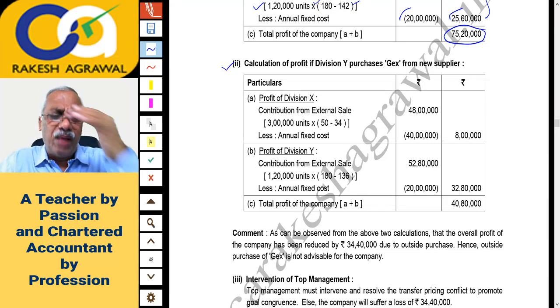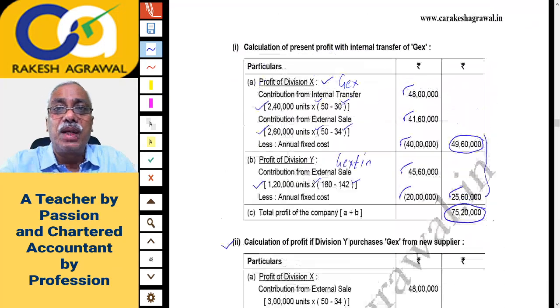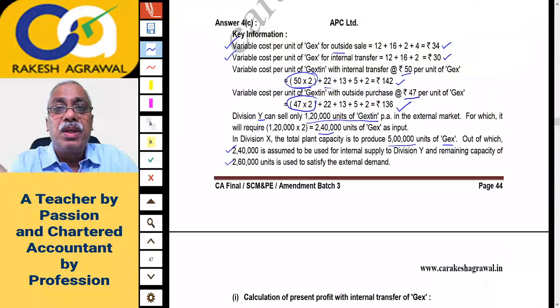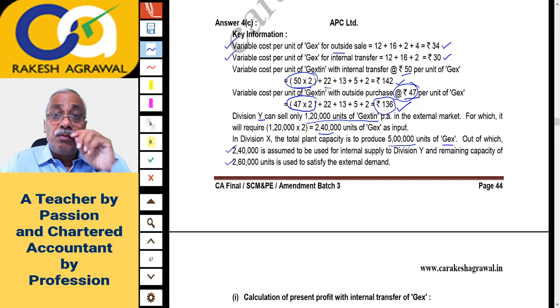See, for division Y what will happen? Division Y's purchase price will go down, that is, variable cost will go down. We had calculated the revised variable cost here. If you buy from outside, this will be the variable cost, if you buy from outside at 147. So variable cost goes down, contribution will go up, contribution per unit will go up for division Y.